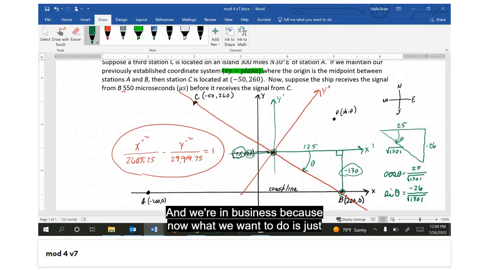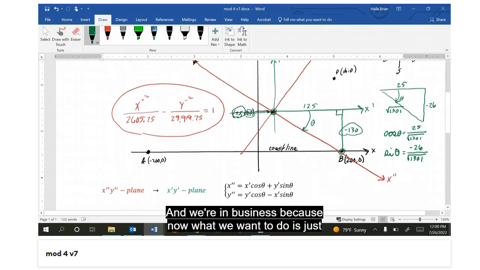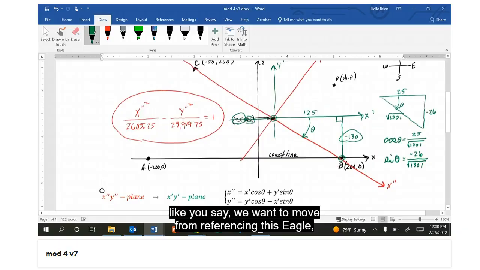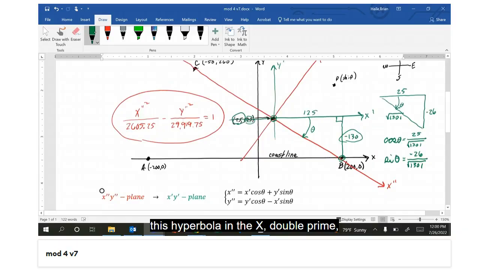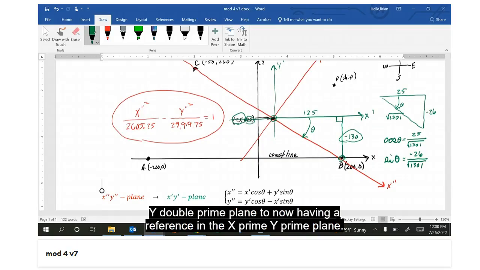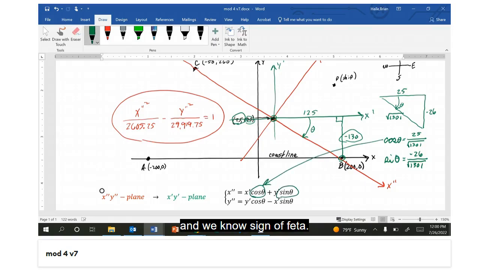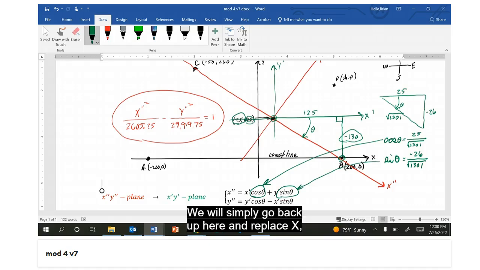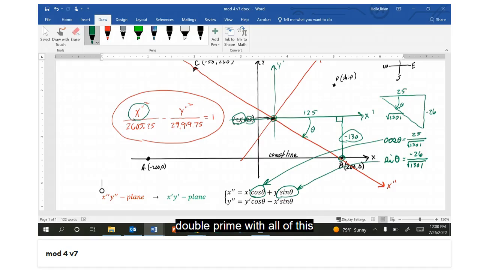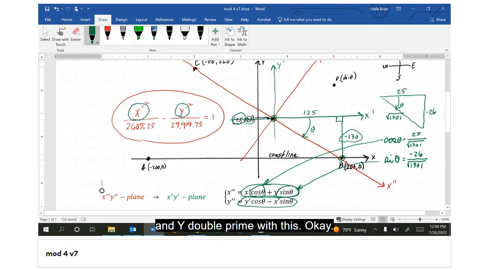And we're in business, because now what we want to do is move from referencing this hyperbola in the x double prime, y double prime plane to now having a reference in the x prime, y prime plane. We now know cosine of theta and sine of theta, so now we will make a substitution. We will simply go back up here and replace x double prime with all of this, and y double prime with this.